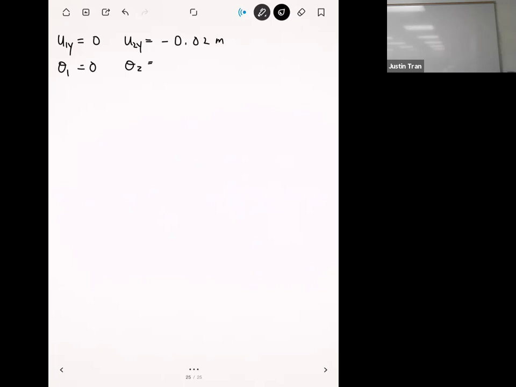And theta 2 here is going to be minus 0.612 radians. Okay. Right. And so here's an important point. Whenever you solve for theta in these beam problems, the units for that are going to be radians. Okay.